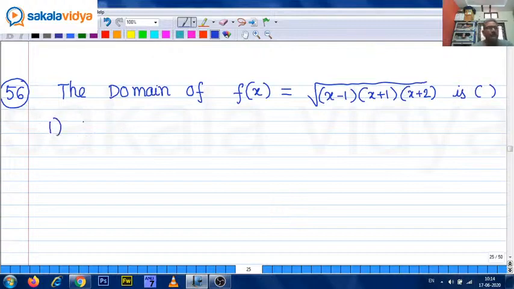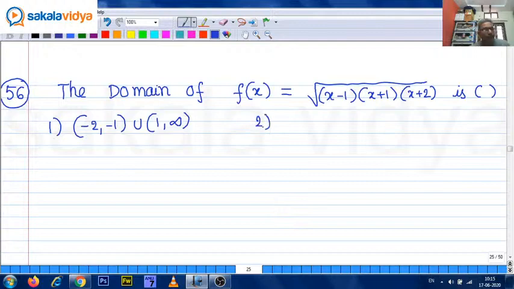First option: open minus 2 comma minus 1, union open 1 comma infinity. That means minus 2 is not included, minus 1 is not included; only the set of real numbers lying between minus 2 and minus 1 is included. Union 1 to infinity means 1 is not included; from in between 1 to infinity, all the real numbers will be included. That is the meaning of open and closed.